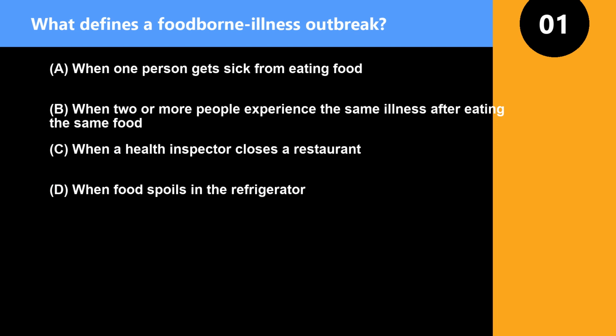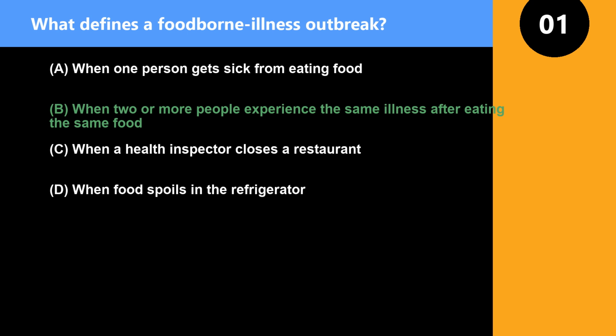Question 1. What defines a foodborne illness outbreak? Option A. When one person gets sick from eating food. Option B. When two or more people experience the same illness after eating the same food. Option C. When a health inspector closes a restaurant. Option D. When food spoils in the refrigerator.